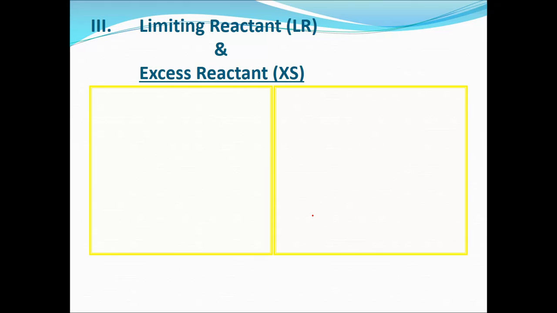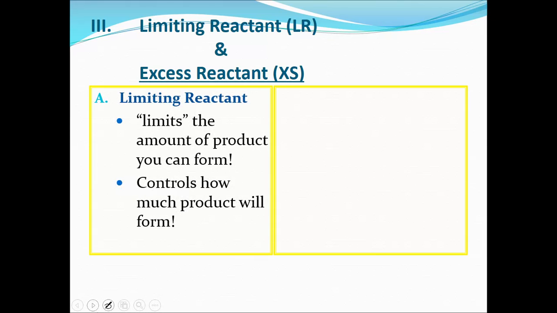reactant. Now, a reactant, remember, those are the substances in a chemical reaction that are reacting with one another. As they collide, bonds are broken, products are formed. So, in a chemical reaction, there is at least one limiting reactant, and then there's going to be an excess reactant or reactants.